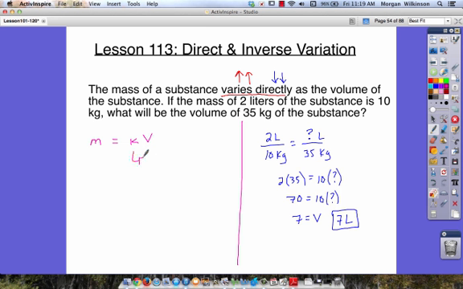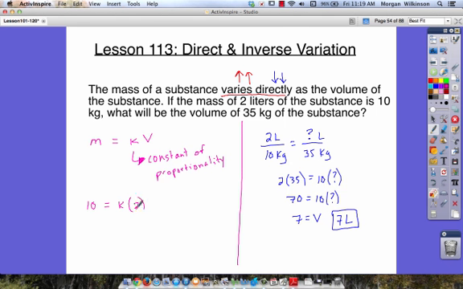K. K is called the constant. And technically, it's the constant of proportionality. What the constant of proportionality K means is what do we have to multiply our volume by, K, in order to get to our mass? And let's look at how this works. The mass of 2 liters of the substance is 10 kilograms. So 10 kilograms, that's our mass, equals K times our volume, 2 liters.